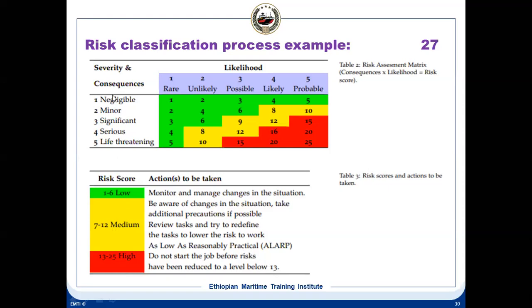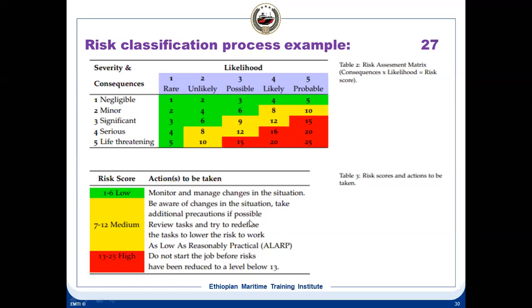So for every hazard that you write, you will have two columns to be filled. One is the severity column and one is the likelihood column. Multiply severity with the likelihood and then you get the score. If the score falls in 1 to 6, it means monitor and manage changes in situations. Be aware of the changes in the situations.